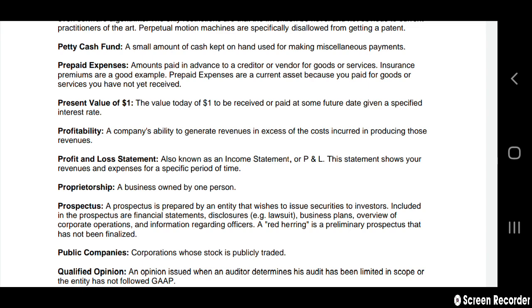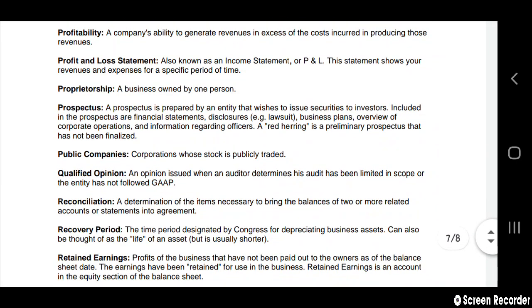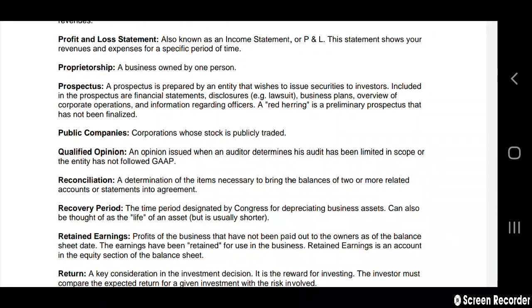Next, present value of $1. The value today of $1 to be received or paid at some future date given a specific interest rate for them. Next, profitability. A company's ability to generate revenue in excess of the costs incurred in producing those revenues is called profitability. Next, profit and loss statement, also known as the income statement or P&L. This statement shows your revenue and expenditure for a specific period of time.